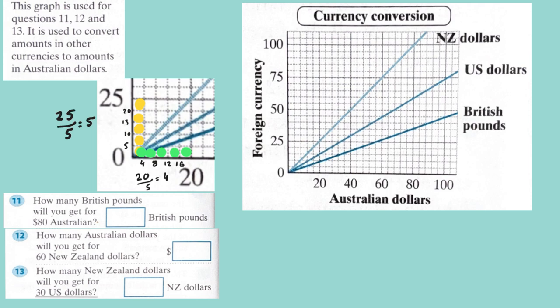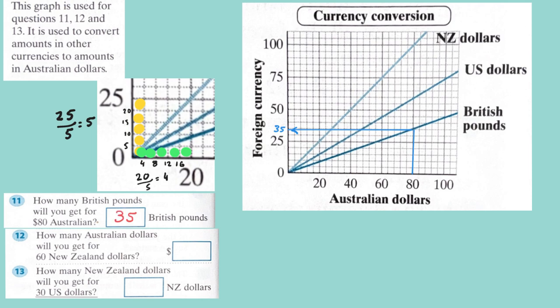So let's have a look at question 11. How many British pounds will you get for 80 Australian dollars? So we'll draw a vertical line at $80 up. And we will draw it all the way up to the British pounds because that's all we're interested in. And at that point, we'll have a look at what the foreign currency will be by moving our marker to the left and deciding what that amount is. So we should read at this moment that that's going to be 25, 30, 35. So our answer will be 35.